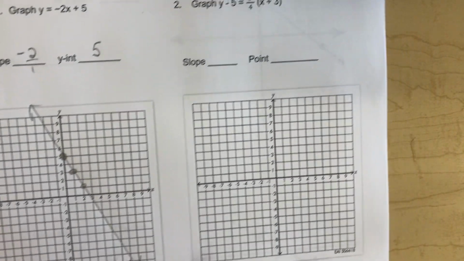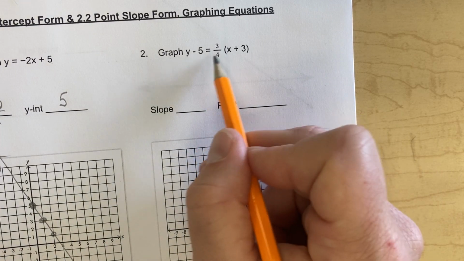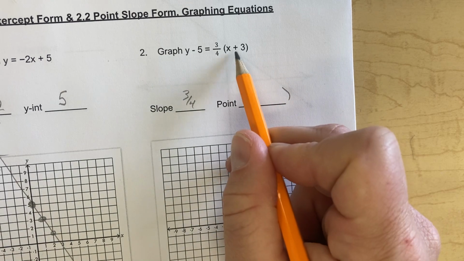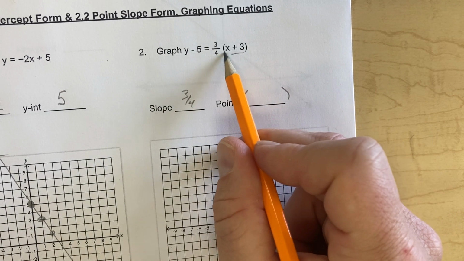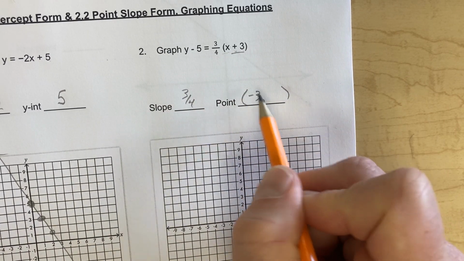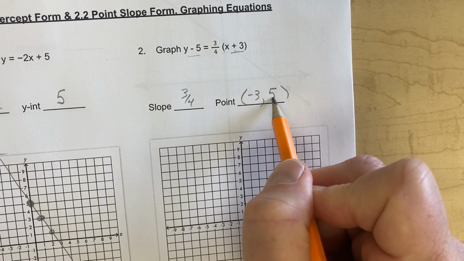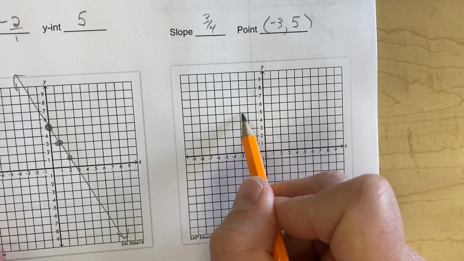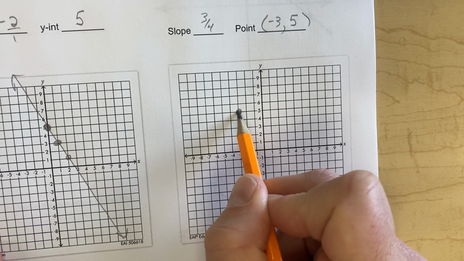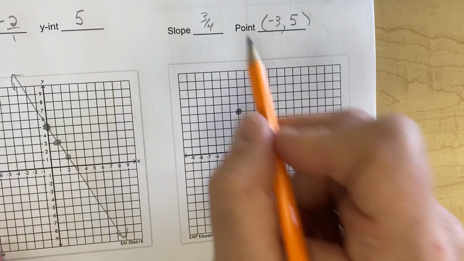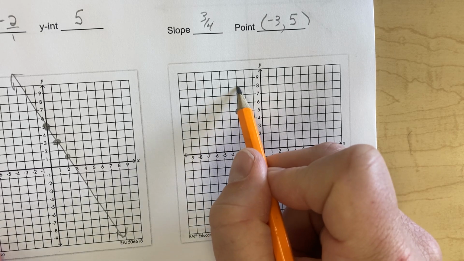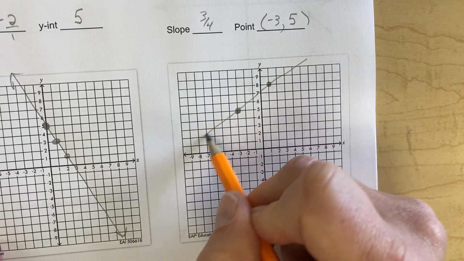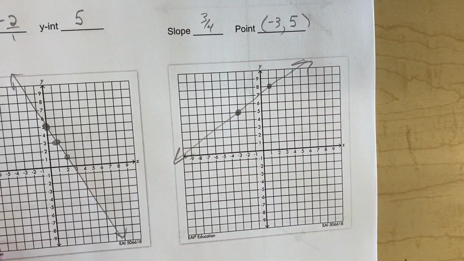Okay. For this one here, slope is in front of the parentheses, so 3/4. And as far as the point goes, we take the opposite of what we see. So opposite of this +3 is -3. Opposite of the -5 is +5. We go to the point -3, 5, right there, make a dot. From that dot, we do the slope. So from this dot, we go up 3 and over 4. Up 3 and over 4. And that's our line right there.